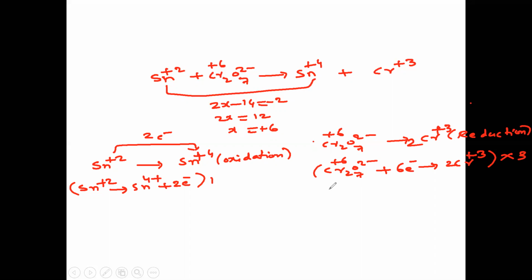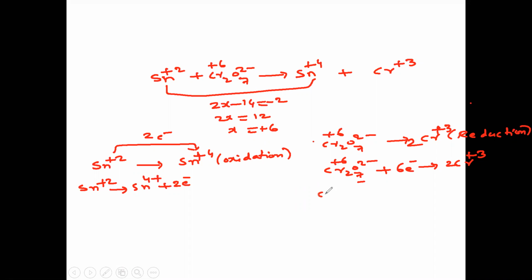Now balancing oxygen atoms. Let us write the equation. Here 7 oxygens and here no oxygen. So we have to add on the other side 7 water molecules, and on this side 14 H+. This multiplication of electrons we'll do later on; balancing electrons we'll do after balancing oxygen atoms. So here 7 oxygens and here 0.